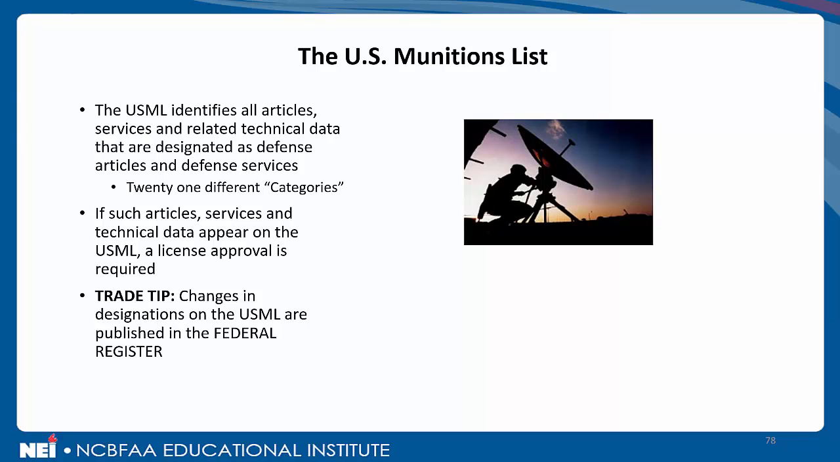Now, things do change from time to time in the USML, so let's present as a trade tip that any changes in designations on the USML are published in the Federal Register. That could be ongoing changes or also changes that are a result of the ECR, the Export Control Reform Initiative. So you should be checking throughout the year, as a best practice, the Federal Register to see what changes have occurred.